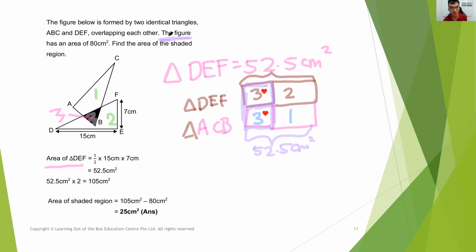Now the figure has an area of 80 cm square. Ninette, two identical triangles means that both triangles have the same area. Now, what should we do next? Which part makes up 80 cm square? Type in the number, people.